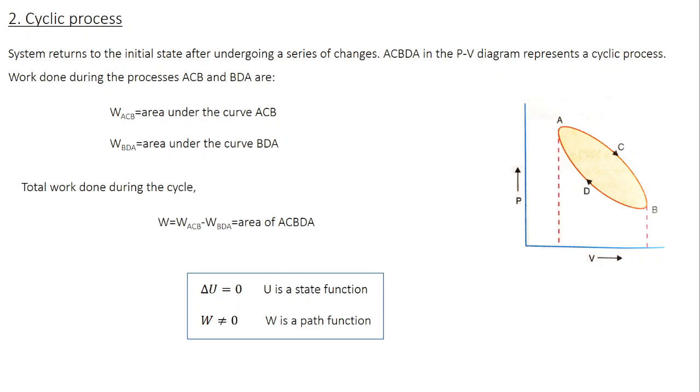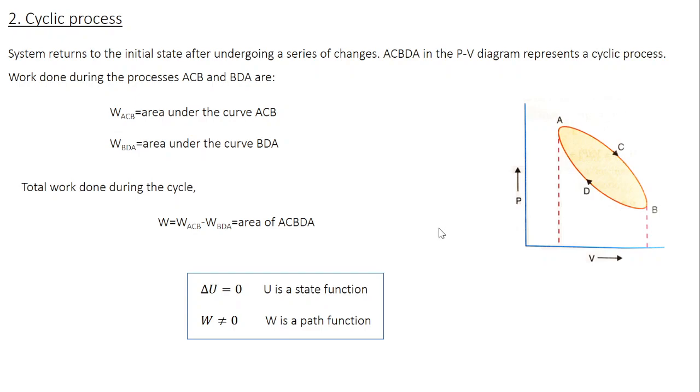And when you compare internal energy and work done, there is a fundamental difference which I can highlight using the example of a cyclic process. So as I said, in the case of a cyclic process, the system undergoes a series of changes and comes back to the same initial state. So if you calculate the change in internal energy, delta U is going to be U final minus U initial, and U is a state function. It depends only on the endpoints. But in the case of a cyclic process, the endpoints are exactly the same, which means delta U is going to be 0. On the other hand, work is a path function.